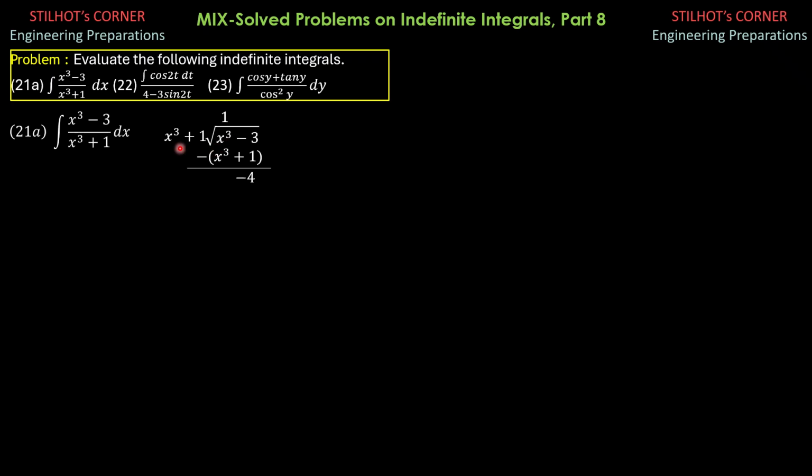So x cubed divided by x cubed is 1, then 1 times x cubed is x cubed, 1 times 1 is 1. We then subtract this from the original dividend. So the remainder is negative 4. Therefore, this integral is equal to the integral of quantity 1 minus 4 over x cubed plus 1 dx.